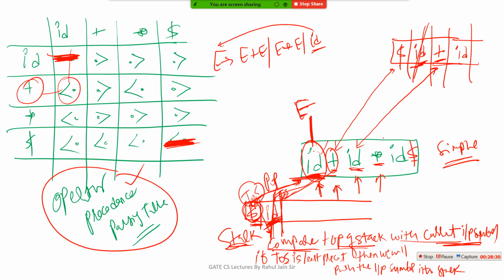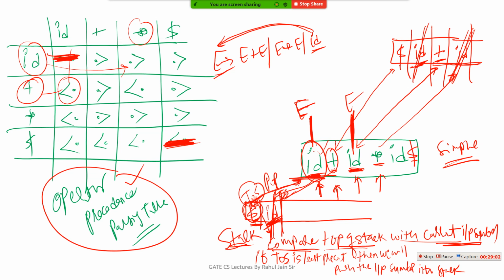Now if I compare this multiplication symbol with ID, you will observe that top of stack now has higher precedence. Why? Because when I compare ID with multiplication, ID has higher precedence. That is why we can say that we need to perform a pop operation. When I pop this ID, I will replace it with the left hand side non-terminal, because this ID is popped off from the stack.